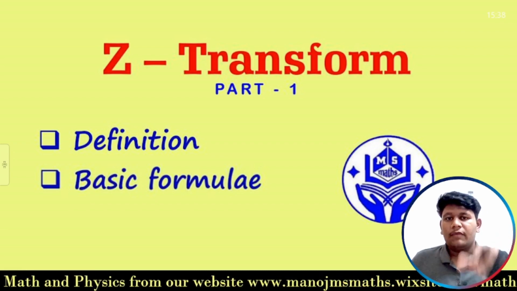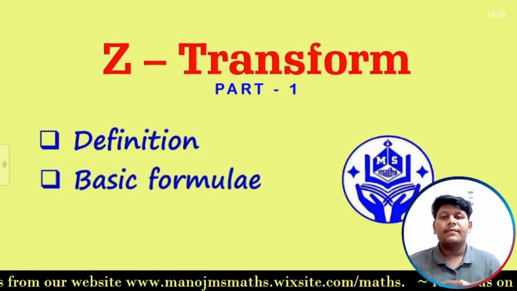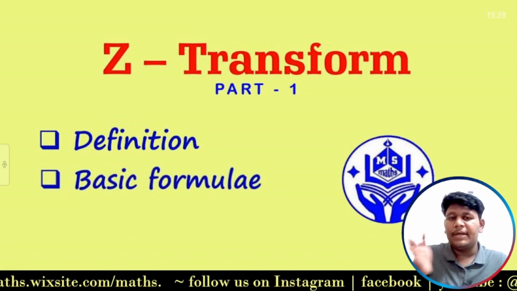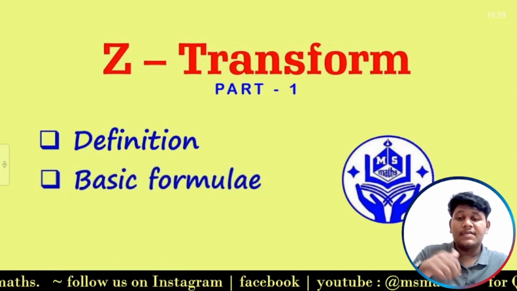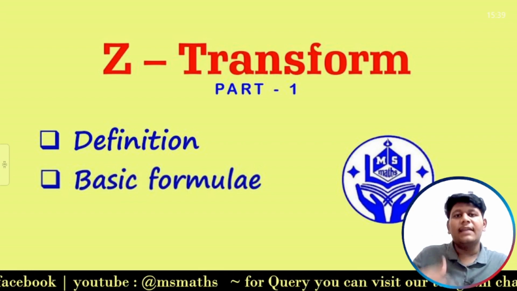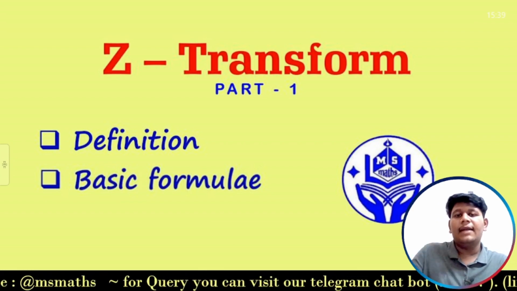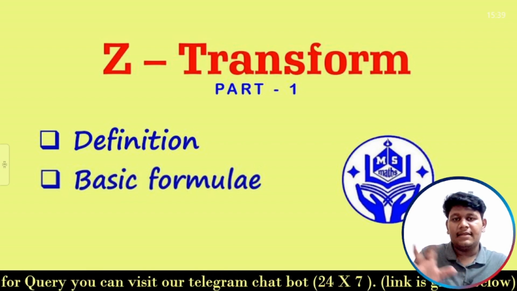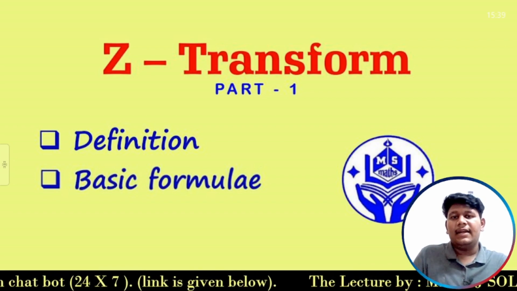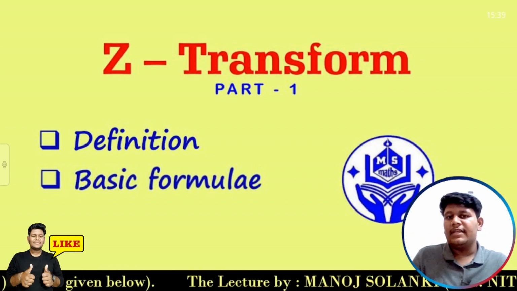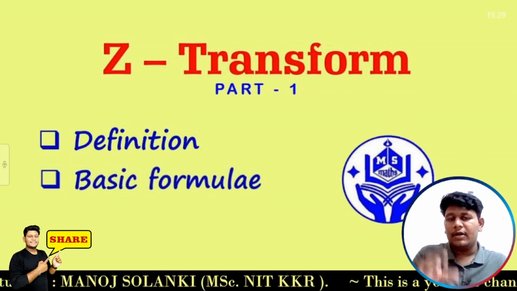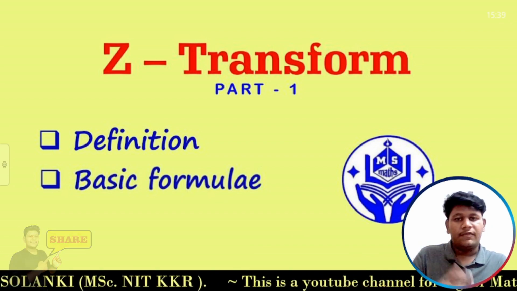Basically, first of all, we have to know what a transformation is. Transformation is nothing but this: if we have a format in a particular variable, then we convert it into another variable and another space, and in that space we can solve things easily by using the properties and formulas. After solving, we can convert back into our main, original form.